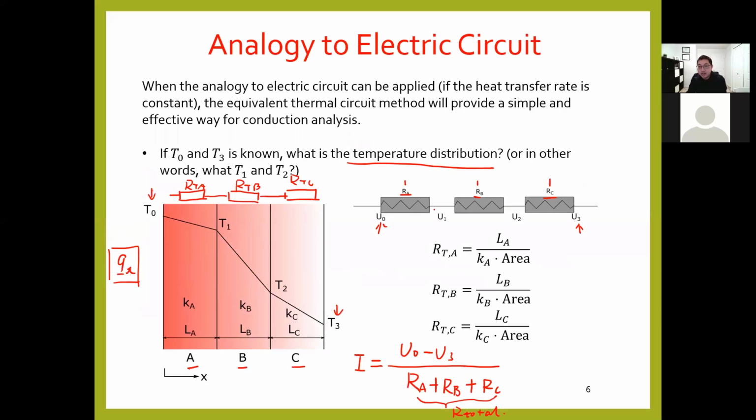Because if you go back to the electrical circuit, if you know I, it's easy to calculate U1 and U2 because I is constant anywhere. So U0 minus U1 divided by RA equals I, this equation is also valid. If you already know I, U0, and RA, you will be able to calculate U1. Same for R2: U1 minus U2 divided by RB equals I. Once you have calculated U1, you will be able to calculate U2.